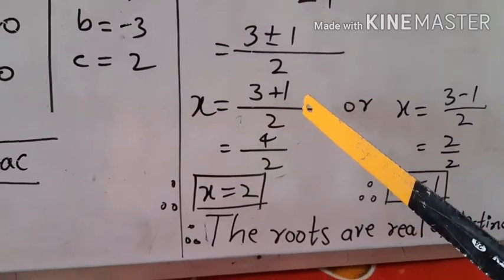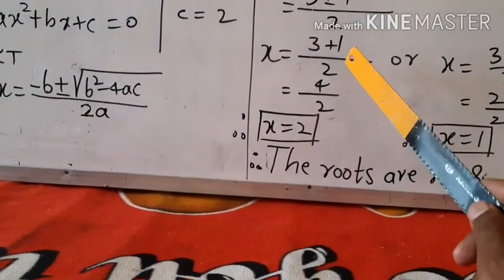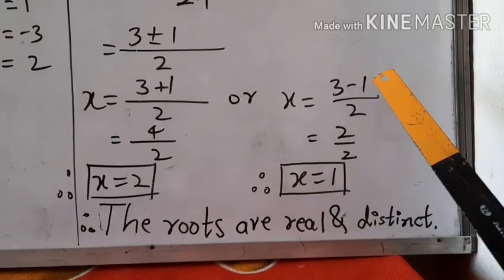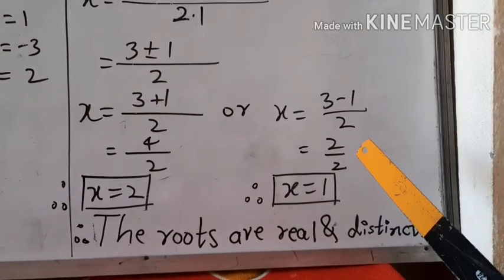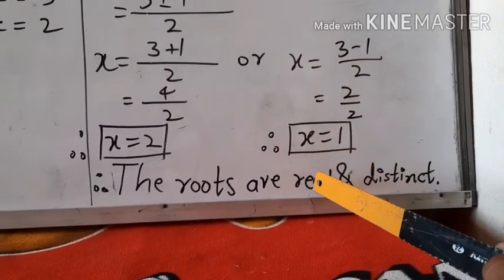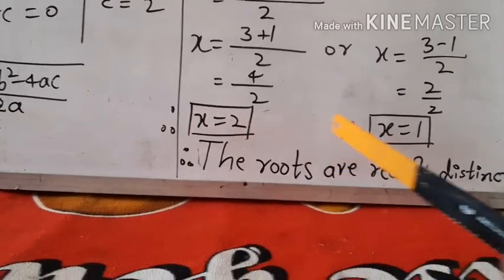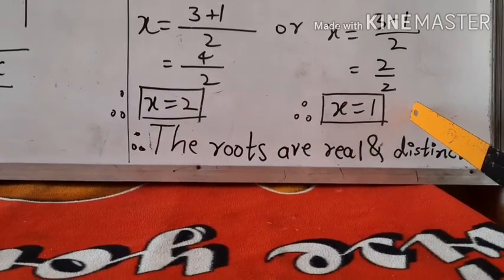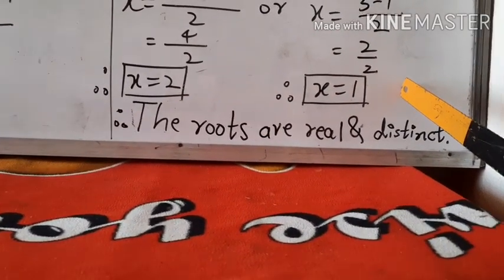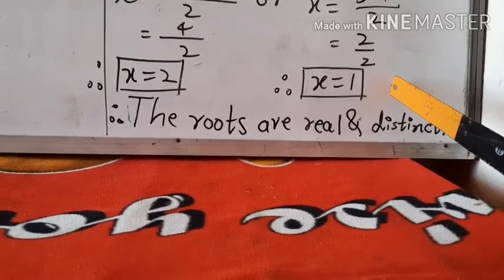Now 3 plus 1 by 2 is 4 by 2. 4 by 2 is equal to 2, 2 ones are 2, 2 twos get cancelled, x is equal to 2. Similarly x is equal to 3 minus 1 upon 2. 3 minus 1 is 2, 2 upon 2, 2 ones get cancelled, x is equal to 1. Therefore the roots of the given equation are x is equal to 2 and x is equal to 1. Here both the roots are real numbers, that is why the roots are real, and both roots are different, that is why the roots are distinct.